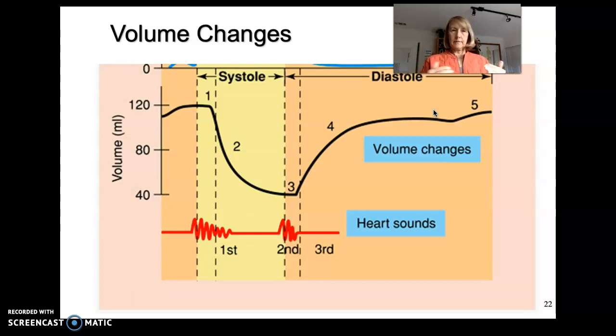So lots shown on one slide, and this I was showing you of what's happening in the ventricle. Now, what if I add even more onto this?